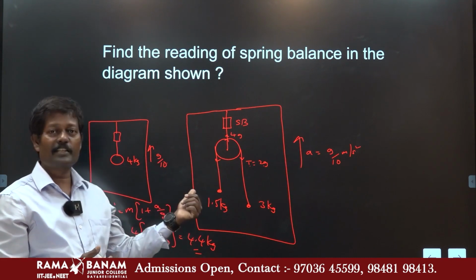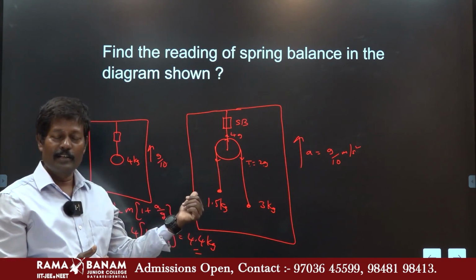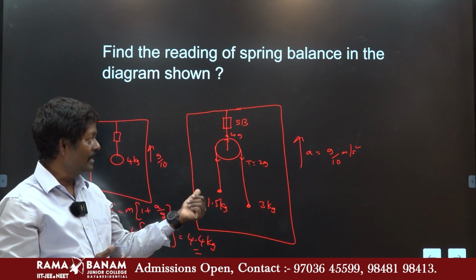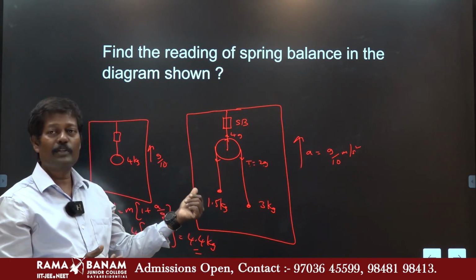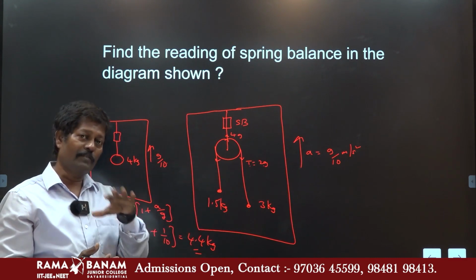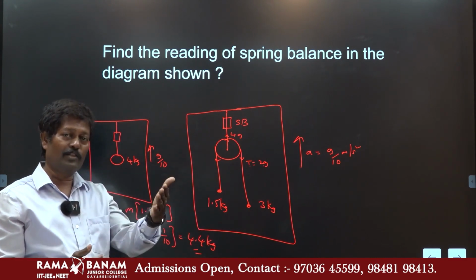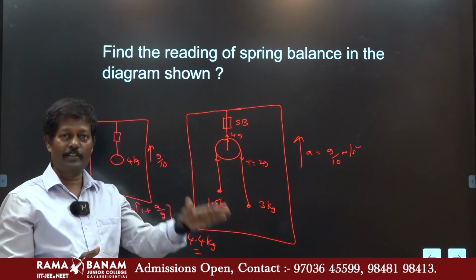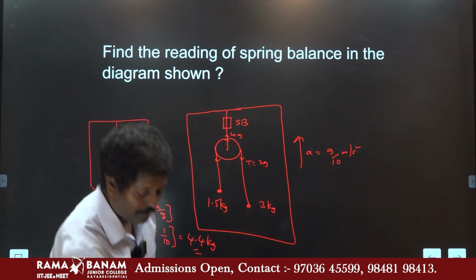This is the greatest trick, which is not available in any of the books. I have done it for you, so that you can do it this way whenever the lift is moving upward or downward. First assume that the lift is not moving. Second step, assume that the lift is moving. Then the problem gets solved. We can do one more in that way.